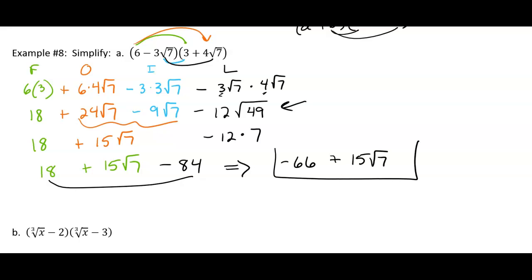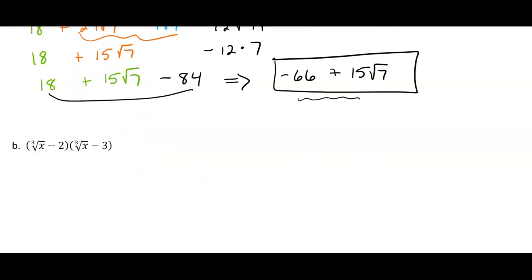And then that's going to be the answer because you can't do any more. You can't combine the negative 66 and the 15 square root 7 because one has the square root of 7 and the other one doesn't. And if you were thinking, oh, I could just add the negative 66 and 15, no, you can't do that. That 15 is attached to the square root of 7. So, we're done. There we go.